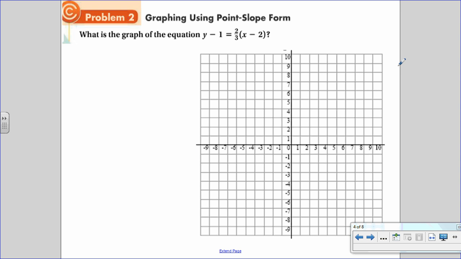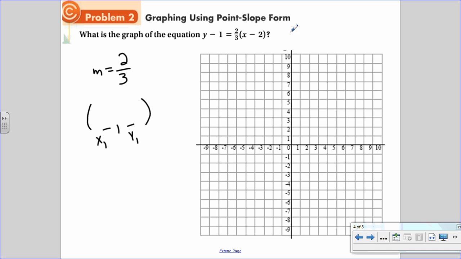What is the graph of the equation? How do you graph something like that? Well, we're able to pick apart this equation and find enough information to graph it. The first thing is pretty easy. The slope is 2/3. The other thing that we're able to do is find a point. We have two numbers here, 2 and 1. The question is, is this -2 or +2? This is x1, and this is going to be our y1.